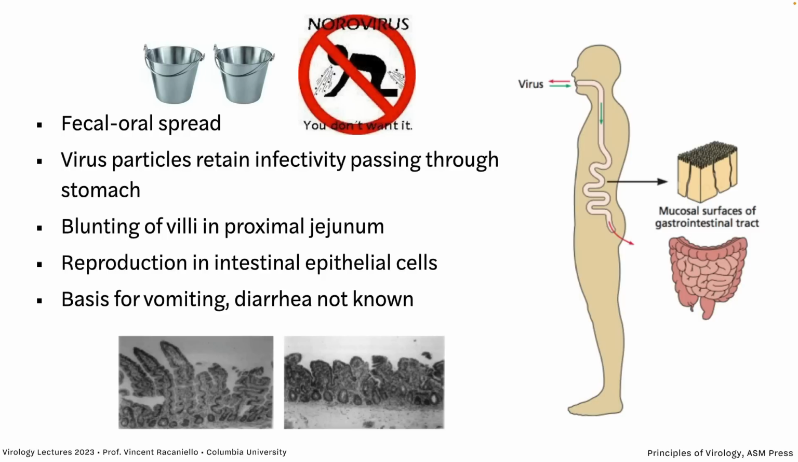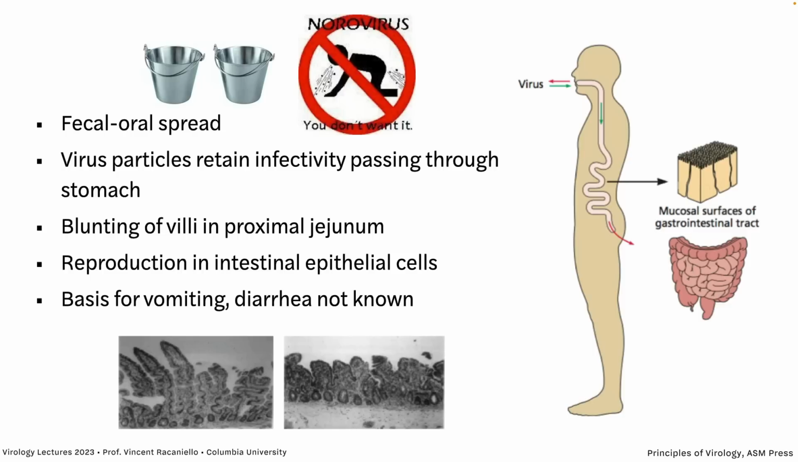The virus particles, like polio, go through your intestine. They reproduce in intestinal epithelial cells. They seem to blunt the villi. So here on the left, lower left, is normal villus. On the right, from a norovirus-infected person, they're blunted. We don't know why. We don't know why you vomit. We don't know why you have diarrhea. The basis for that is unknown. But it causes quite explosive vomiting and diarrhea, and that's, of course, how it transmits.